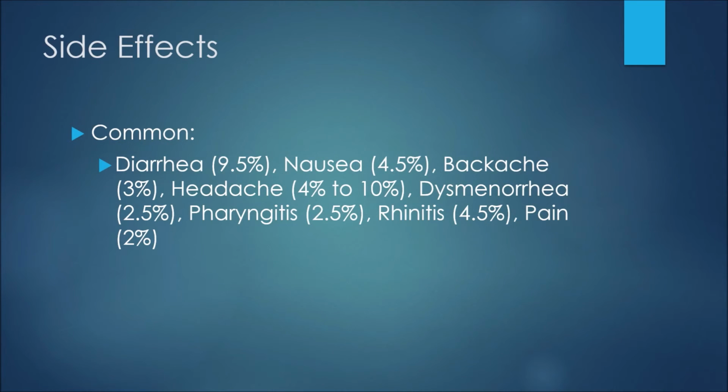About 9.5% of patients may experience diarrhea, while 4.5% of patients may experience nausea. A backache seems to happen about 3% of the time, and a headache 4% to 10% of the time. Dysmenorrhea happens 2.5% of the time, and as well 2.5% of patients may experience pharyngitis. Rhinitis may occur 4.5% of the time, and 2% of patients may experience pain of some sort.